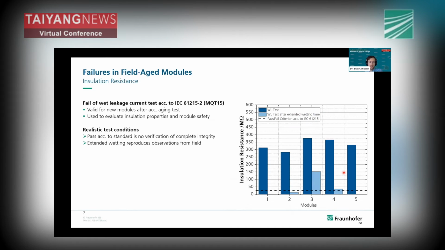So now coming to the analysis and test approaches. One thing I want to mention is the wet leakage test according to IEC 61215-2. It is actually, in the context of certification, valid for new modules right after some accelerated aging tests, and the standard is not officially designed for evaluation of modules that have been exposed in the field. However, the criteria for safety is, in our opinion, still applicable in this case, and we use it to determine the safety of the modules in the field.